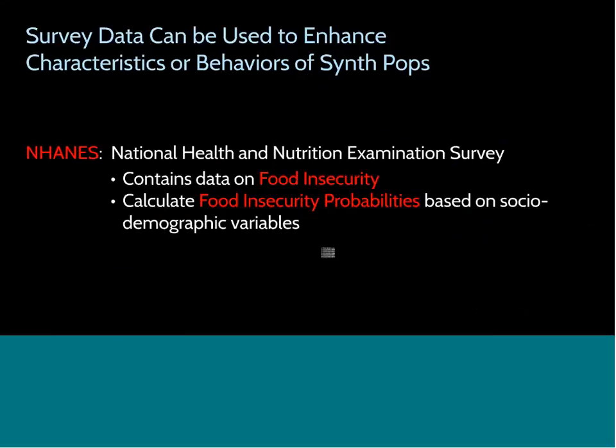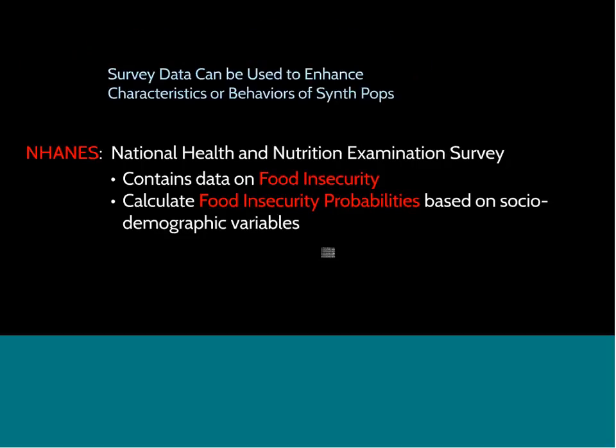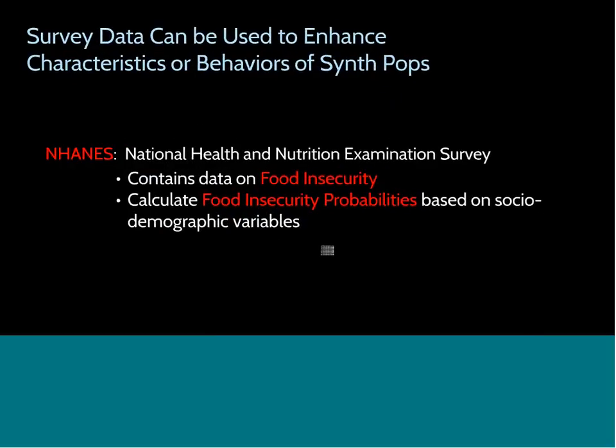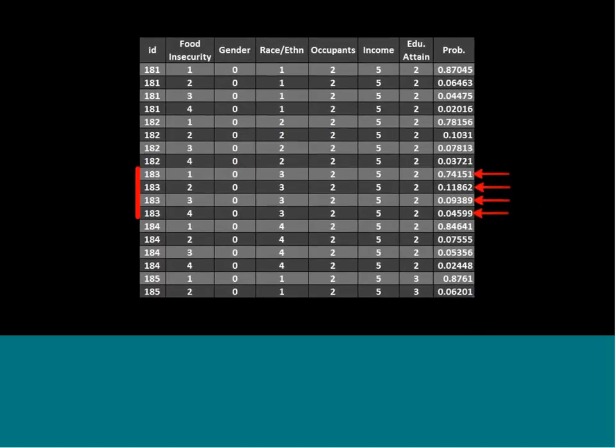So let's talk briefly, and I know I'm running short on time, so I'm probably going to skip a couple things, but let's say we wanted to add on to our synthetic population a characteristic from another source, in this case the National Health and Nutrition Examination Survey. They have a variable called food insecurity, which is a code from 1 to 4. 1 means you're highly food secure. In other words, you have enough money and access to food to feed your family and yourself. And to a food insecurity value of 4, which means you are highly food insecure.